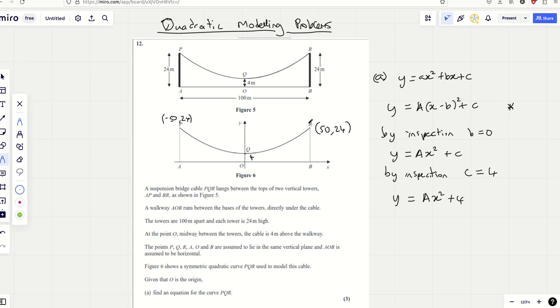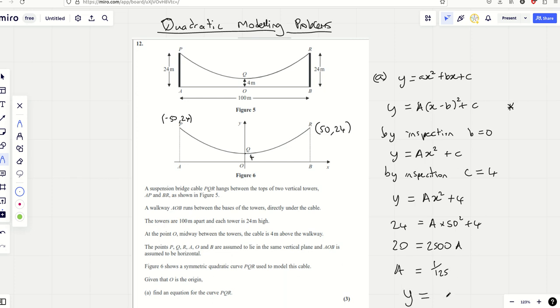What we can do now is plug in 50: y is 24 when x is 50. So I'm going to have a times 50 squared plus 4. So 20 equals 2,500a. So I guess a is quite a small number. It's 20 over 2,500, which is 2 over 250, which is 1 over 125.